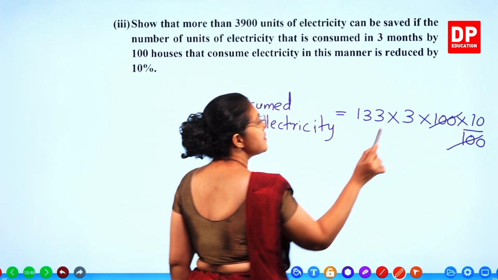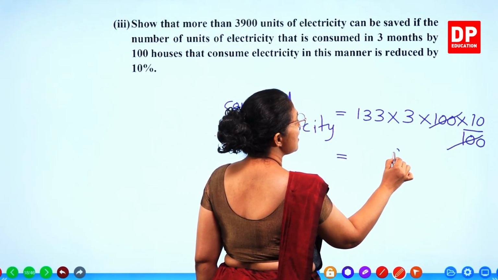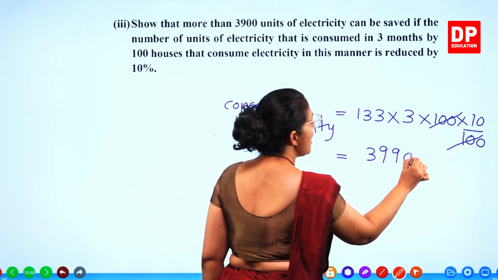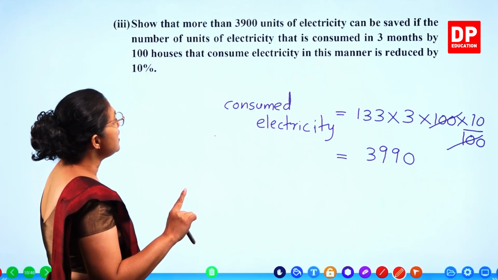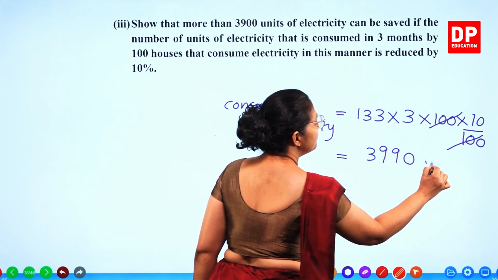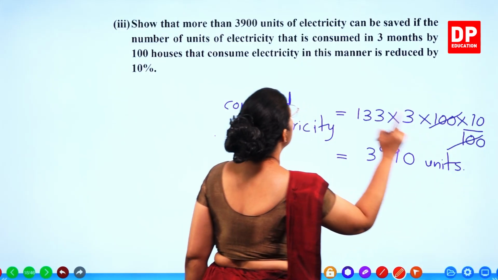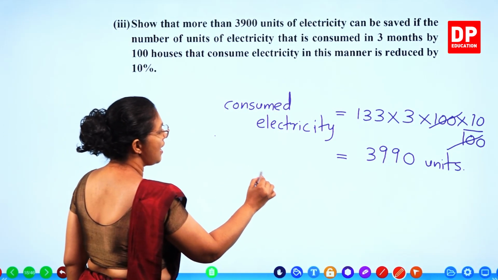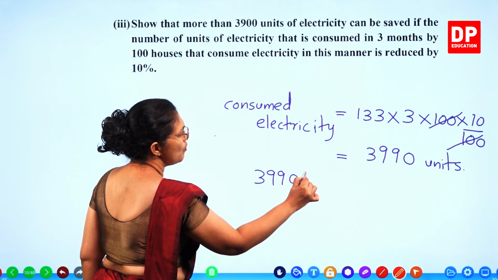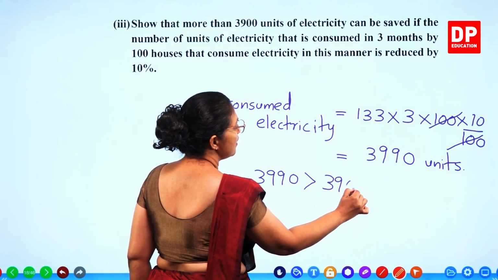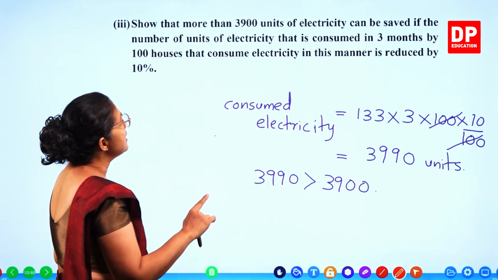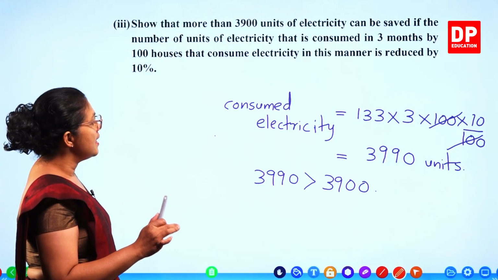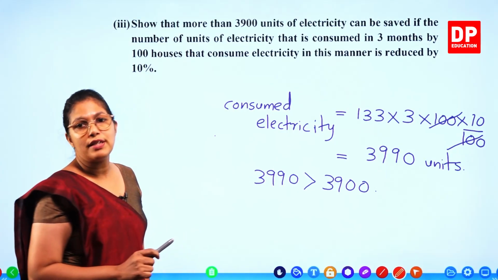So 100 get cancelled out. So what's the answer? 3 times 3, 9, 9, 3 and 0. 3,990 units. So we can show that more than 3,900 units. So 3,990 is more than 3,900. So we showed that the total number of units, when you reduce by 10%, it's still more than 3,900.